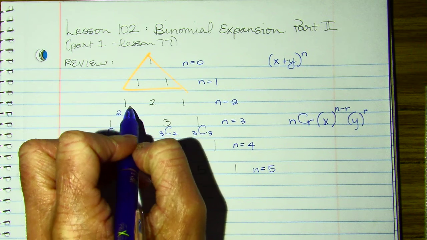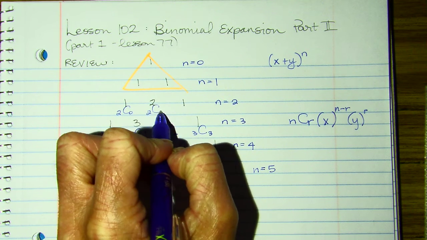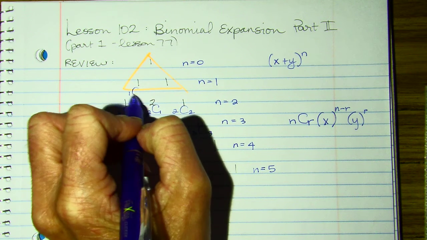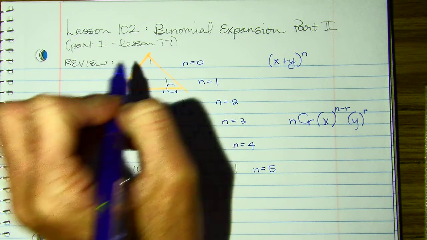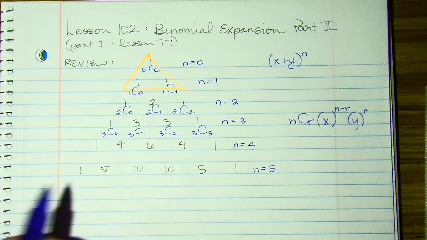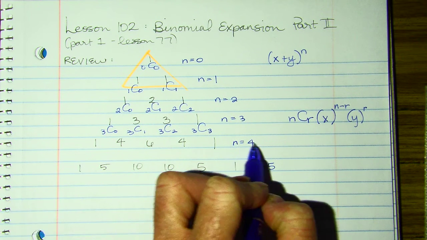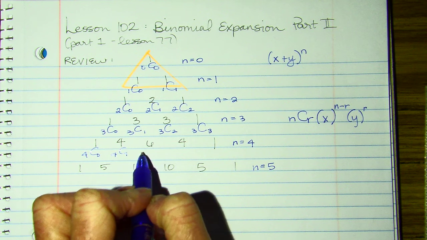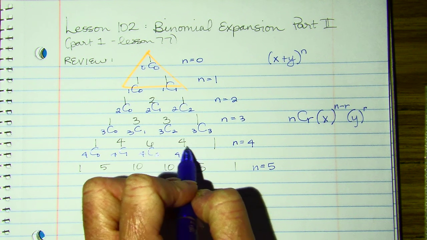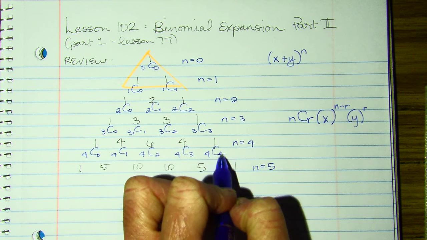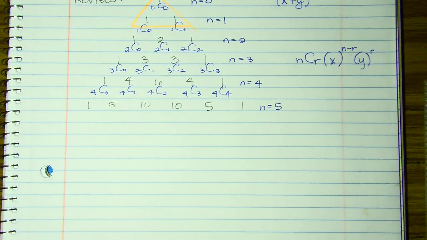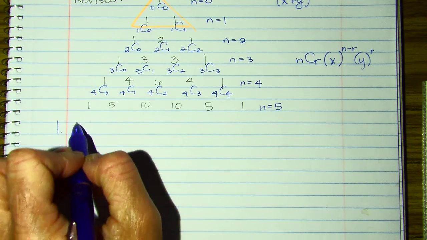This is 2c0, 2c1, 2c2. This would be 1c0, 1c1. This would be 0c0. So this here, this is n equals 4, so this would be 4c0, 4c1, 4c2, 4c3, 4c4. And that's how you would do each of these rows. So I'm going to jump right in doing some examples.